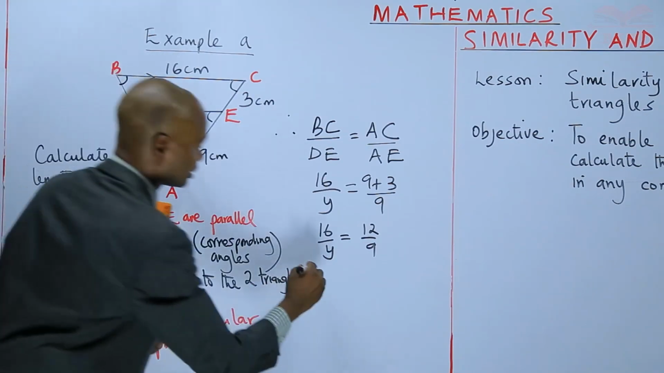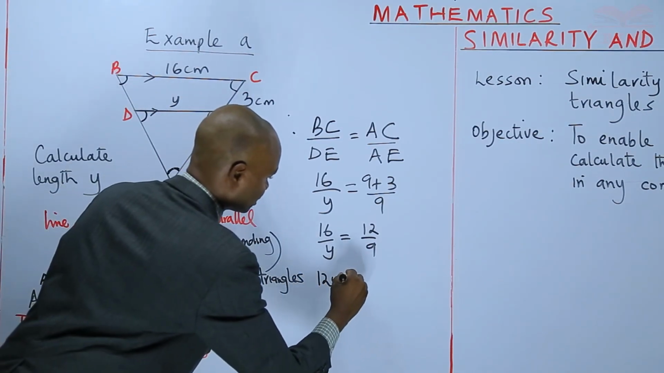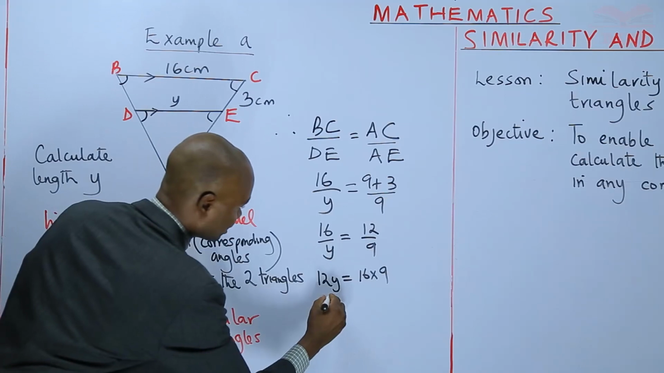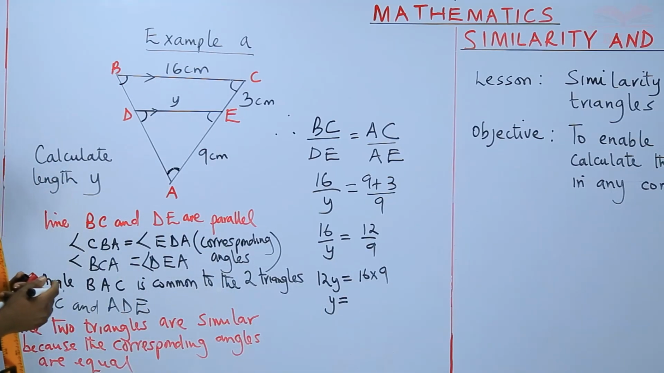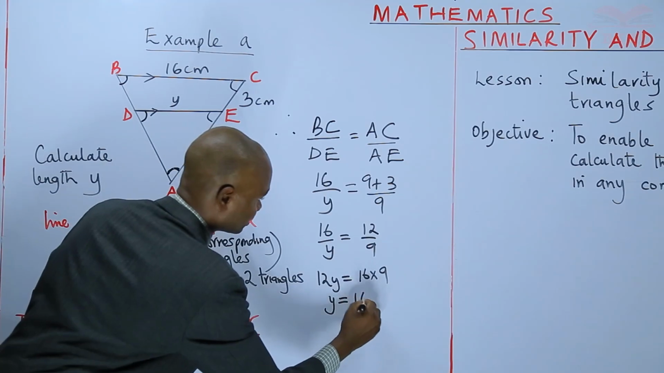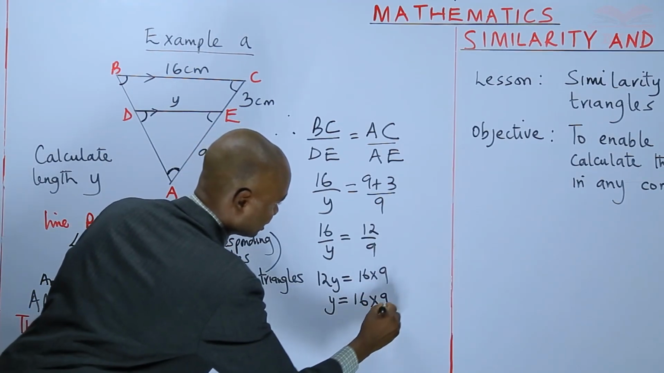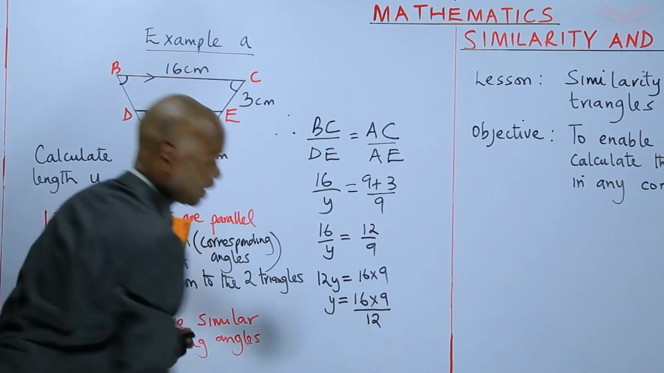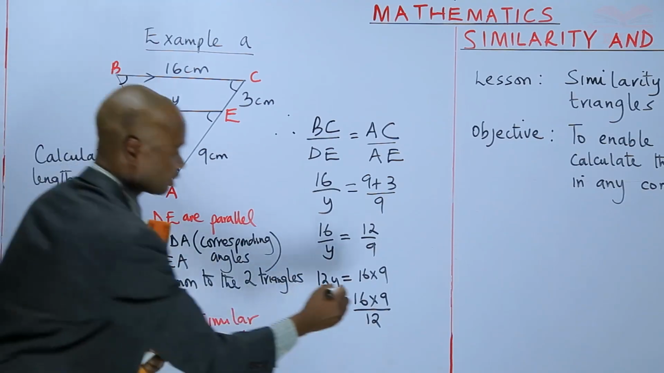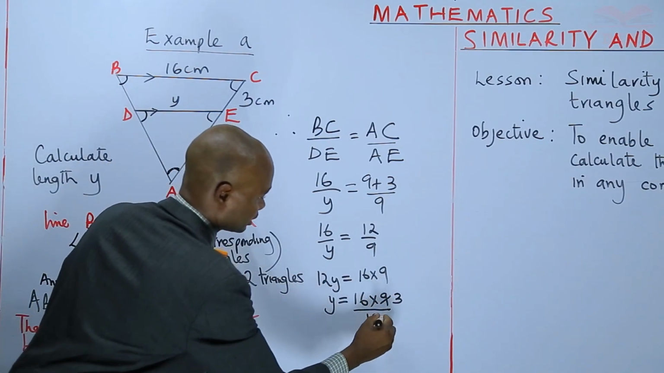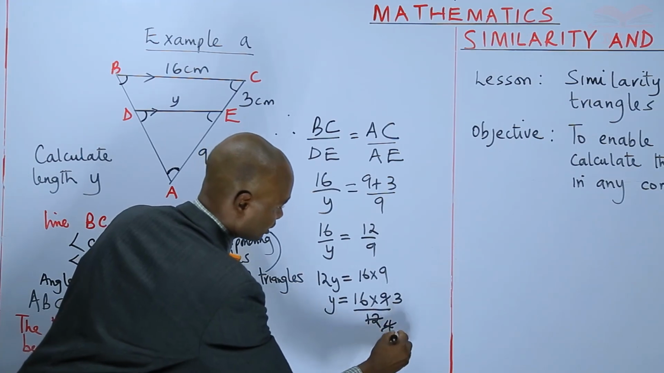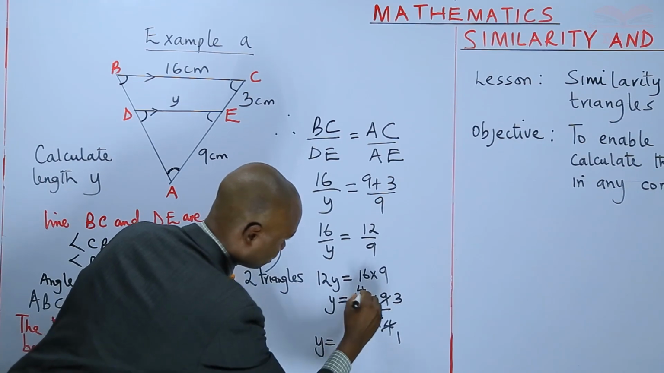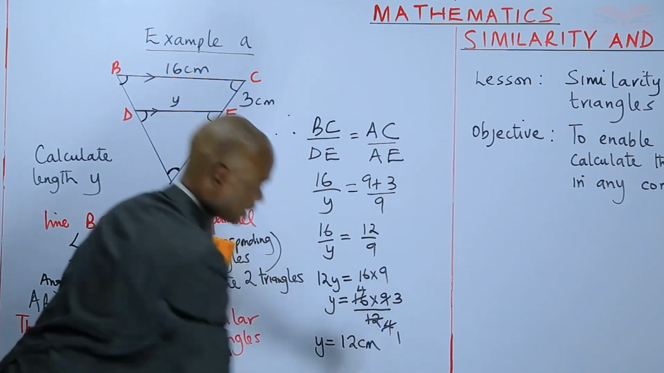You cross multiply, 12Y is equal to 16 times 9. So Y will be equal to 16 times 9 divided by 12. You simplify, 3 goes there, 3 goes there, 4 goes there, 1, 4 goes there, 4. So Y will be equal to 4 times 3, 12 centimeters.